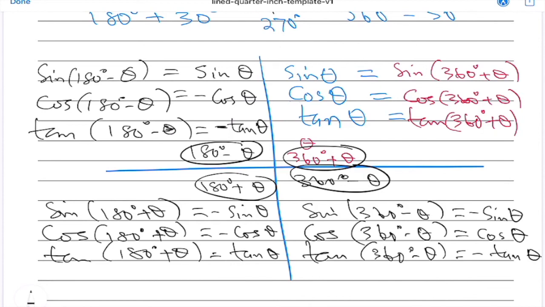So class, these are your reduction formulae. Let's start with learning these for this lesson. Something to do with 180 plus or minus theta, and then something to do with 360 plus or minus theta. And we are reducing angles from obtuse or non-acute, and we're writing them in terms of an acute angle.